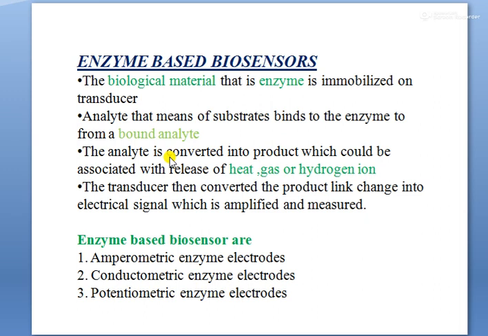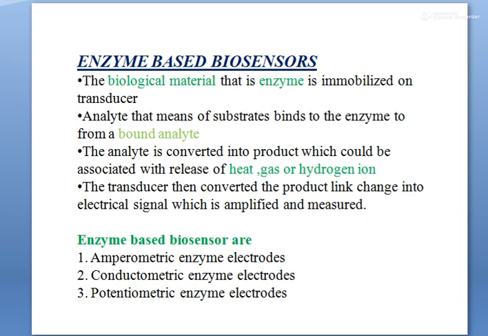Next, the analyte is converted into a product which could be associated with the release of heat, gas or hydrogen ions, maybe other ions. So after reacting with the enzymes, the analytes give products, right? Those products are associated with the release or absorption of heat, or maybe the release of gas and other ions.